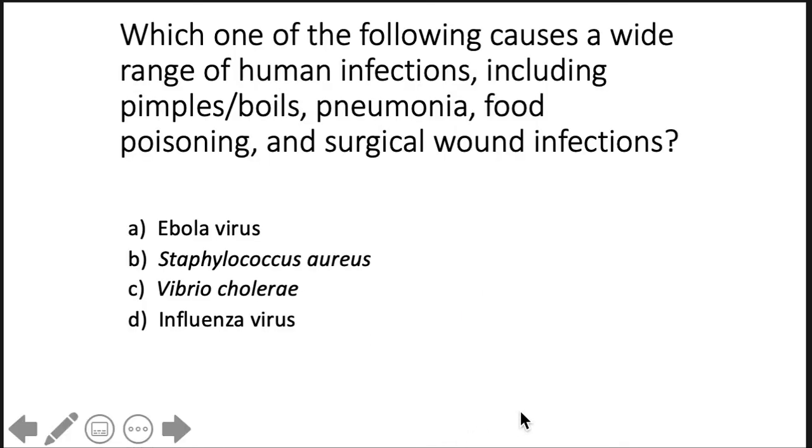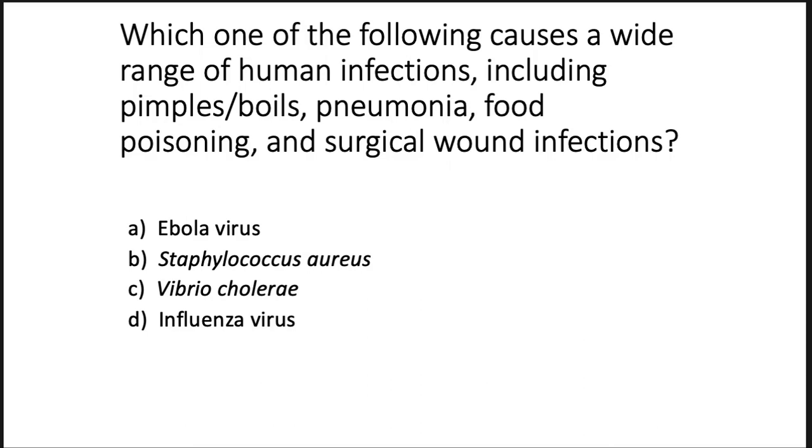Okay, so here's a question. Which one of the following can cause a wide range of human infections, including pimples, boils, pneumonia, food poisoning, and surgical wound infections? Now, for this question, I only talked about one of these items today, but I have talked to you about the other items in previous lectures and labs. Hopefully you remember.